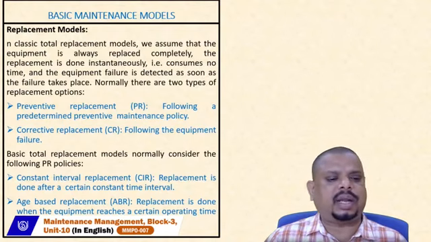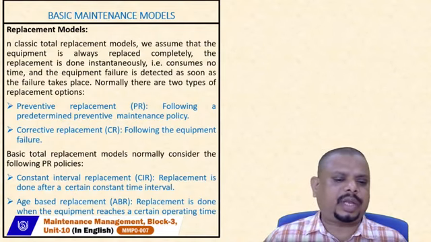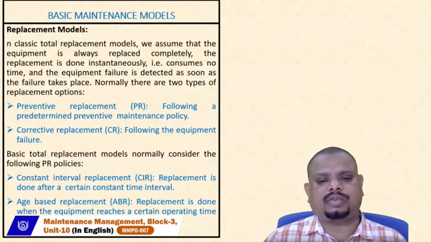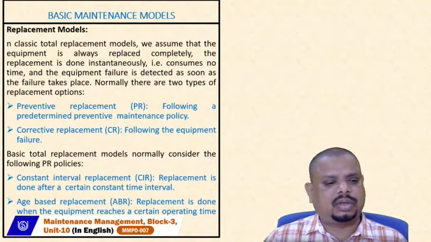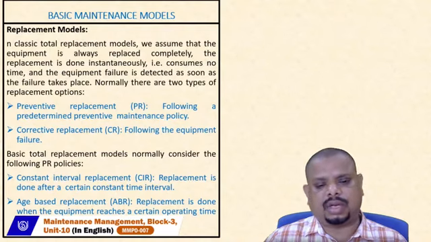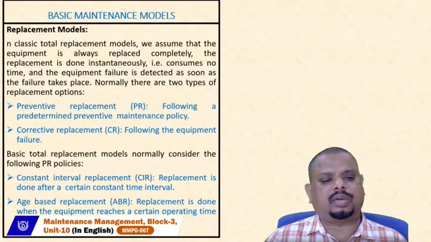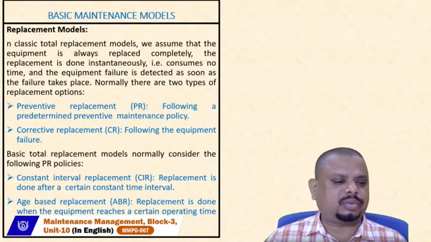But in case of constant interval replacement, take bearings for example. The company has given the recommendation that bearing life should last for 5 years. So before you reach that particular 5 years, depending upon the constant intervals, that means within the span of 2 to 3 years, you have to replace these bearings as early as possible.